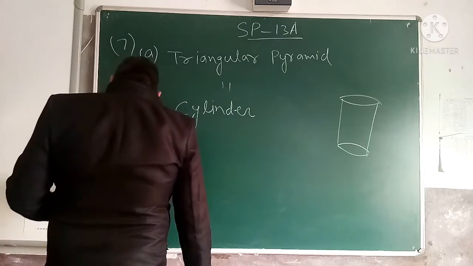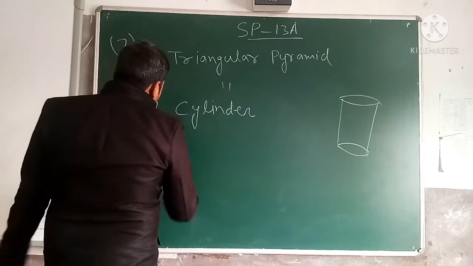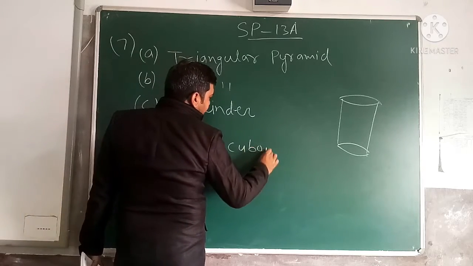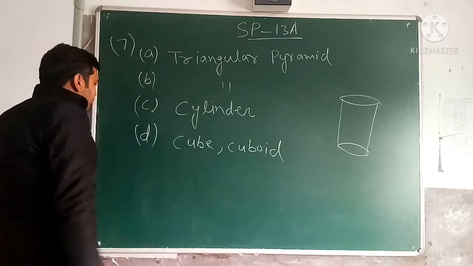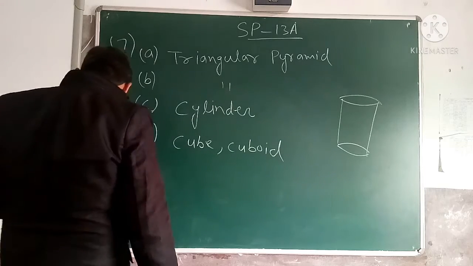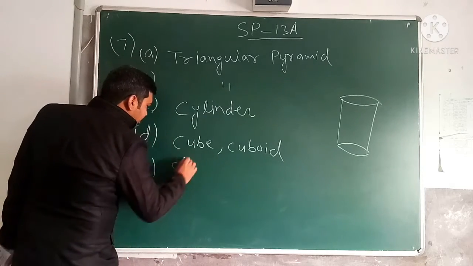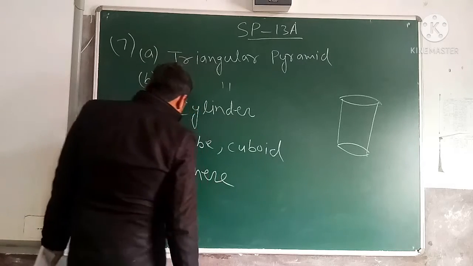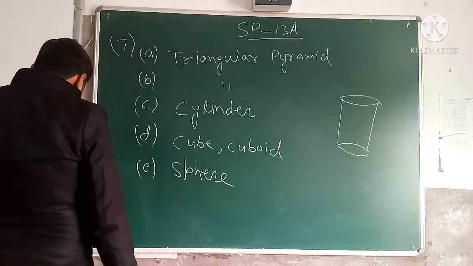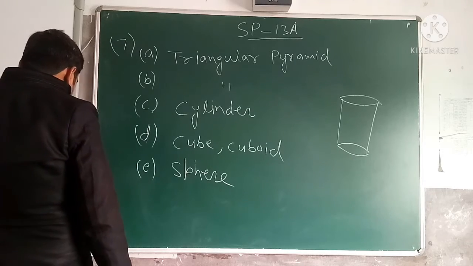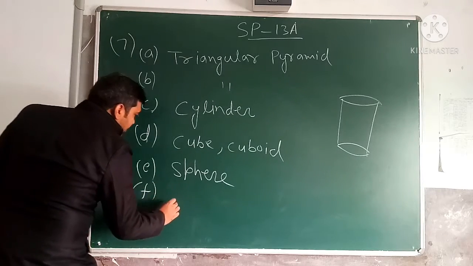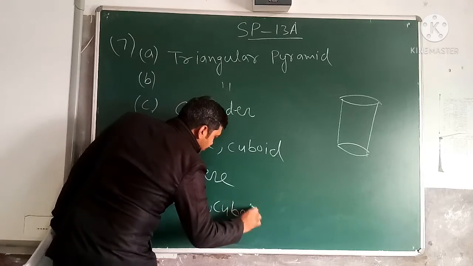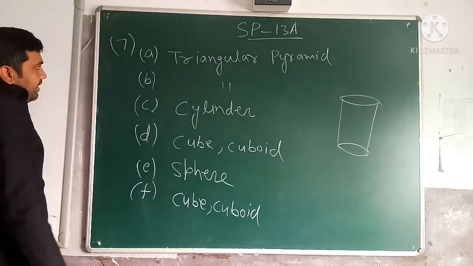Next, 6 vertices: cube and cuboid. A cube, and you can also say a cuboid, has 6 corners. Now E. No edges. So the sphere is the solid figure which has no edges. Now F, 6 faces. 6 faces: cube and cuboid. So we can write either cube or cuboid has 6 faces.